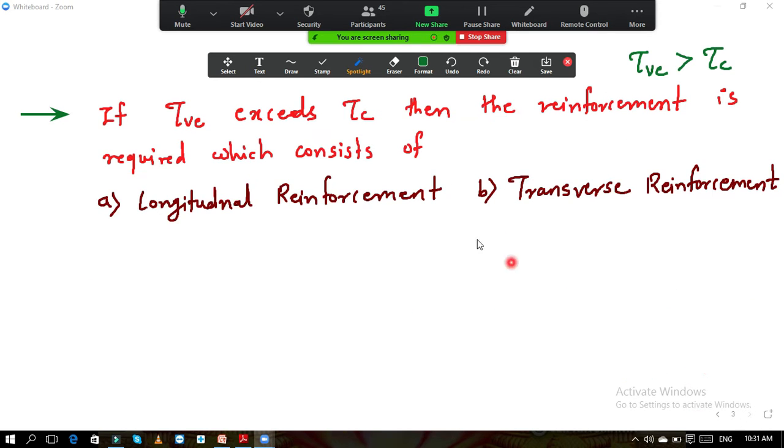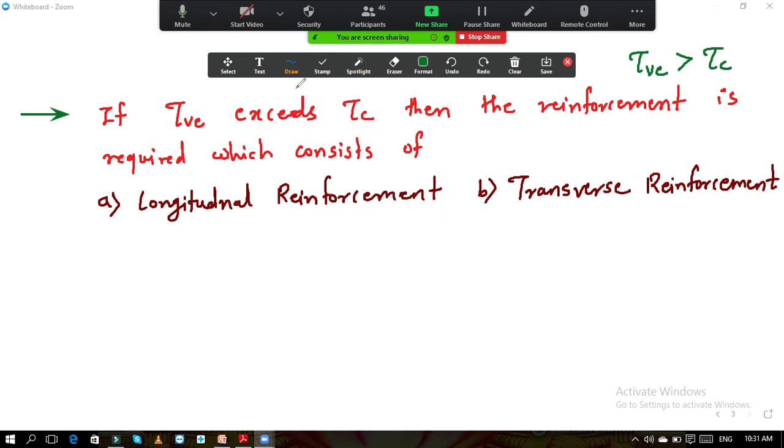Now the condition is this one: your tau VE is greater than tau C. For that you need to design the longitudinal reinforcement as well as transverse reinforcement. If you come across this condition, that your equivalent shear stress is greater than the permissible shear stress, then we need to design the longitudinal reinforcement as well as transverse reinforcement. Okay, now see how to design the longitudinal reinforcement first.